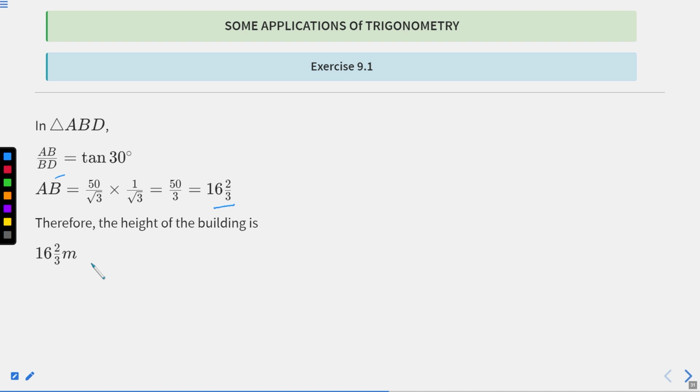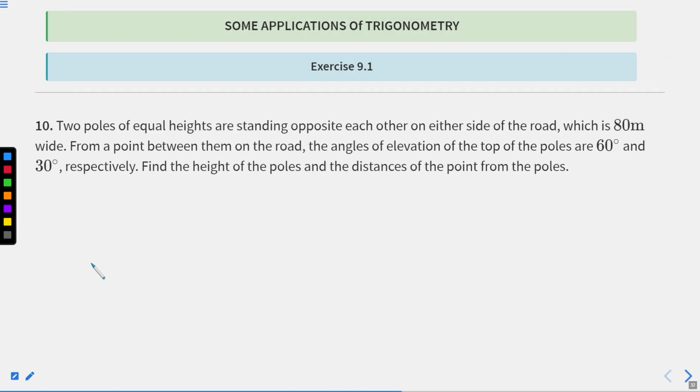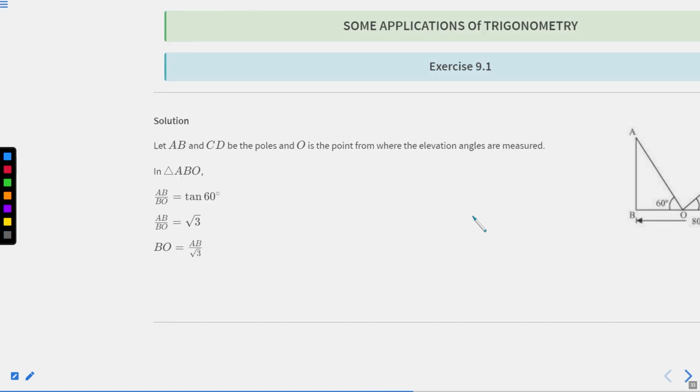Now let us see the next exercise. Here we have two poles of equal heights standing opposite each other, one on either side of the road, which is 80 meters wide. From a point between them on the road, the angles of elevation of the tops of the poles are 60 degrees and 30 degrees respectively. Find the height of the poles and the distances of the point from the poles. Let us see how to solve it.